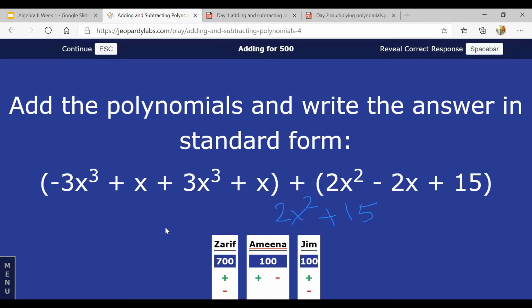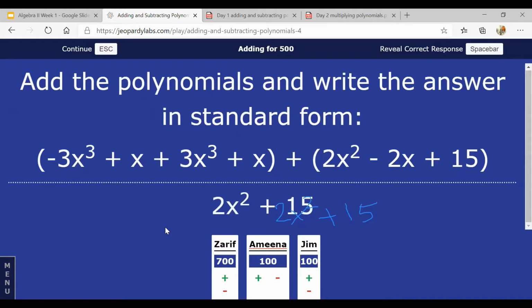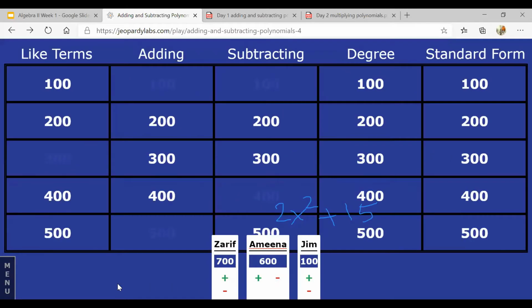Okay, before I actually show you the answer, what do you think? Is this the correct answer? What happened to x to the third? It cancels out because there is negative 3x. Right, it does. Okay. Yes, that is the correct answer. Oh my god. So you got it. Jim, you are next up. Go.